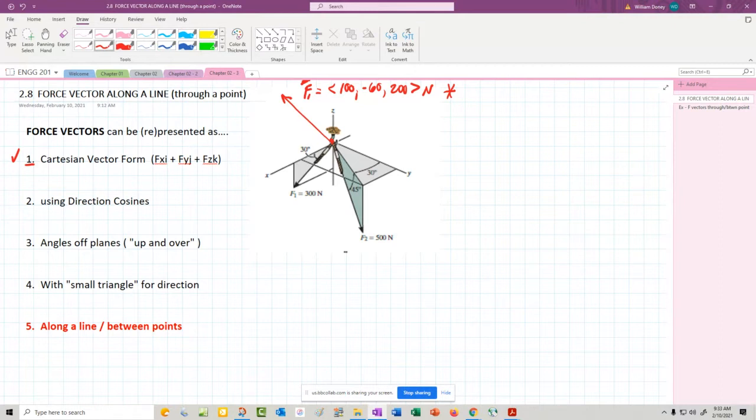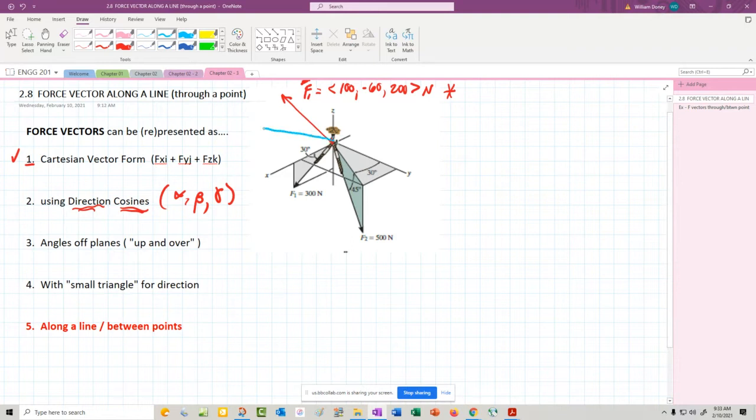Second one is using direction cosines. And if you remember, direction cosines are the alpha, beta, and the gamma. Alpha, beta, gamma. In direction cosines, we use cosine, and they show the directions. And the important thing about them, and we don't have one here, so I'm going to draw one.